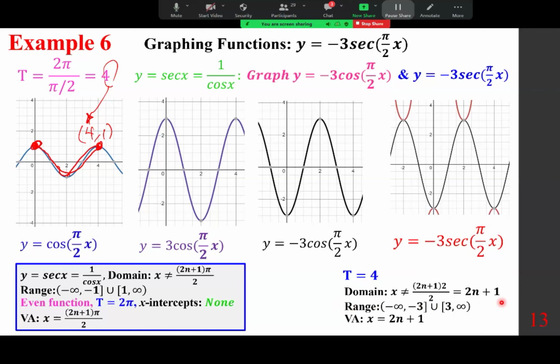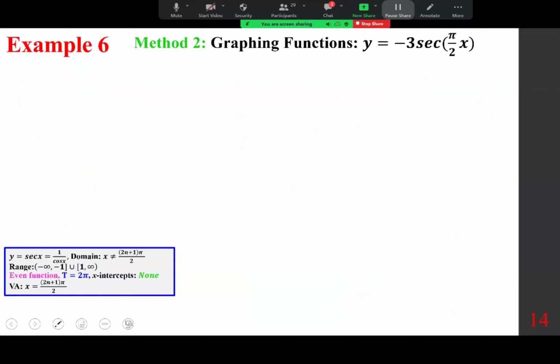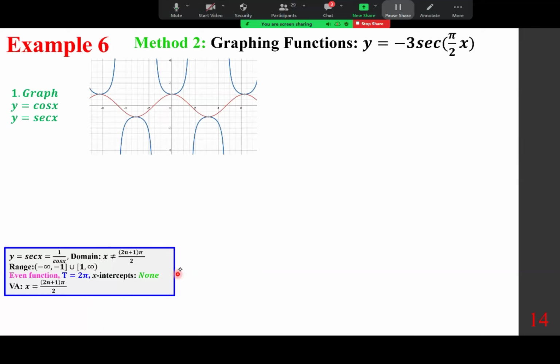Now, what I want to quickly show you is a second method on that, maybe you find that easier. Okay. So graphing y equals -3 secant pi over 2x, we start with cosine and secant. So you graph the cosine and secant, just flip it over like that. Okay.